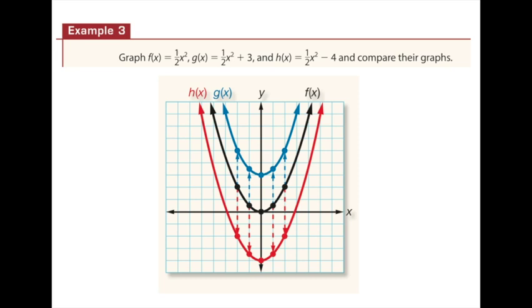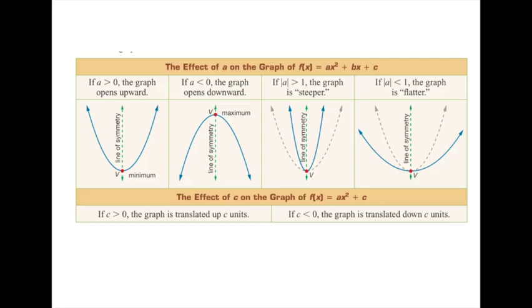All right? So let's look at the effects of these. If a, remember a is the number in front of your x squared, if it is positive, the graph will be up. If it is negative, the graph will be down. If the graph is up, you have a minimum. If it's down, you have a maximum.